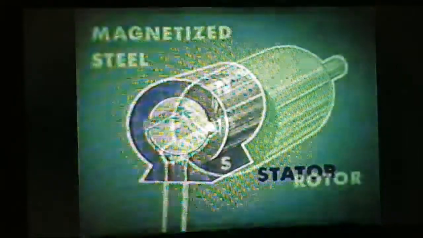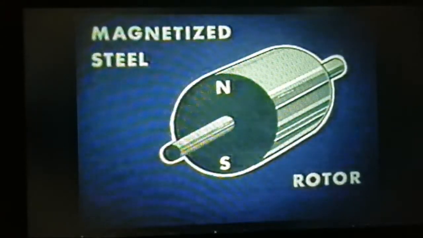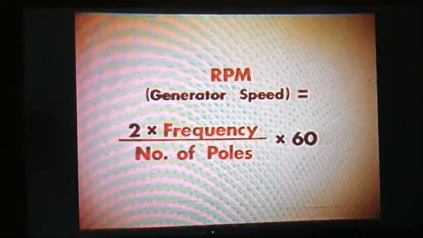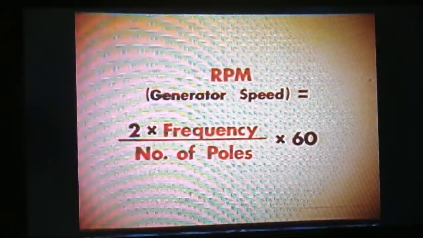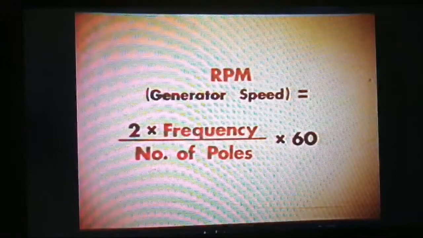Well, at this point, let's review for a moment. A practical generator consists of a stator containing a coil circuit and a magnetized rotor which provides a moving magnetic field. This generator produces an alternating voltage at a specific frequency. The frequency of this alternating voltage is dependent upon rotor speed and upon the number of poles in the rotor.